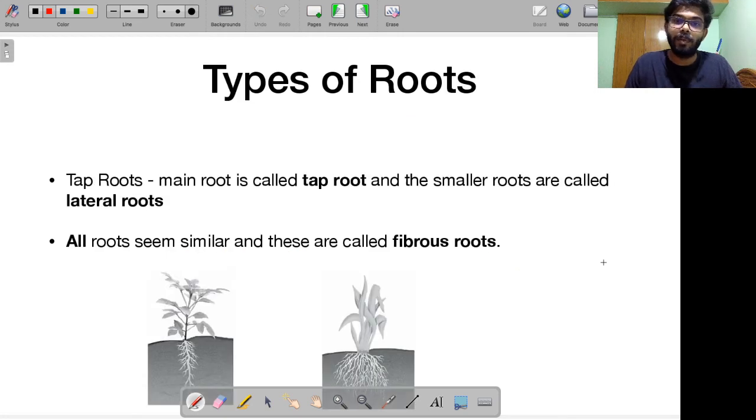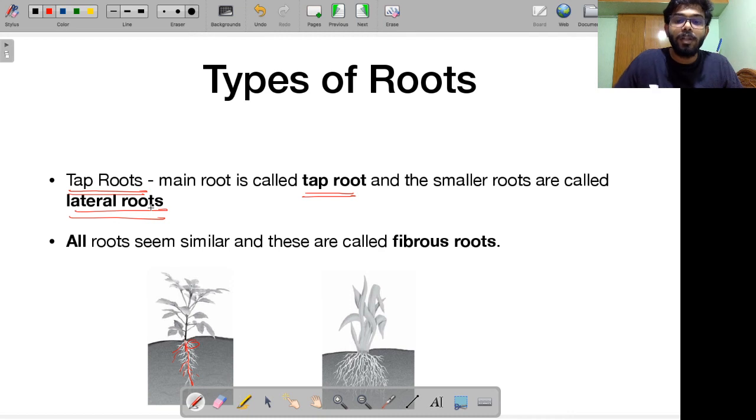There are different types of roots. If you have seen, you have something called tap roots. You can see over here there is a single main root and there are these small branches. This is called a tap root. There is a main root, called the tap root, and the smaller ones that you can see over here that are branching out are called lateral roots.